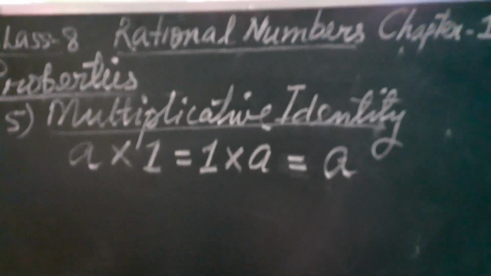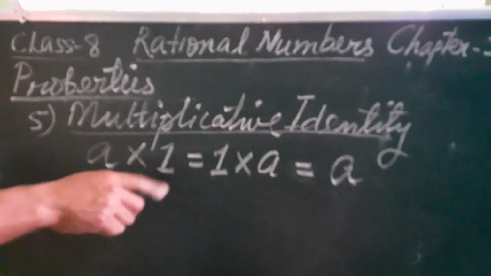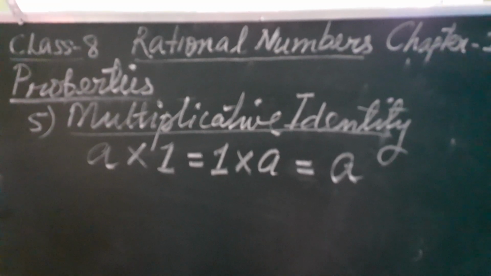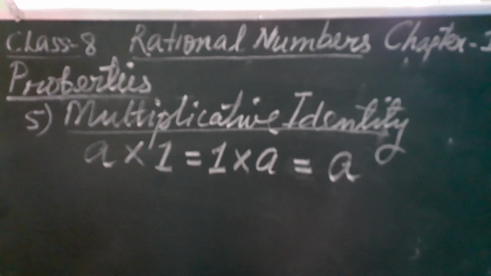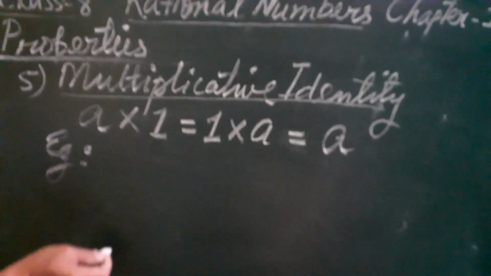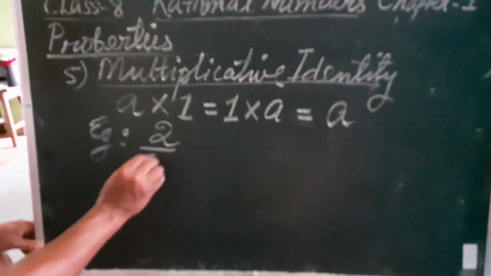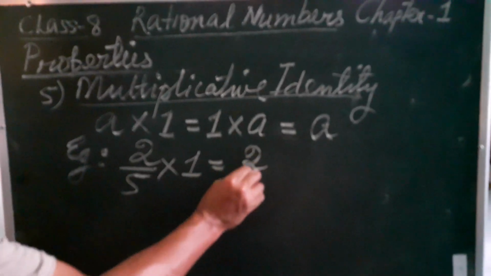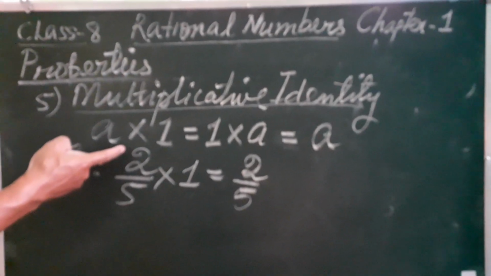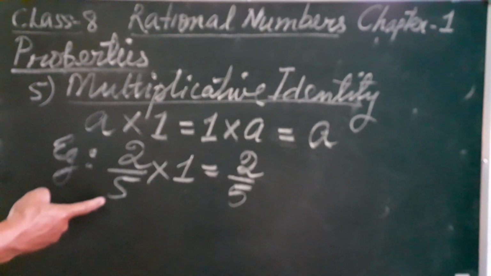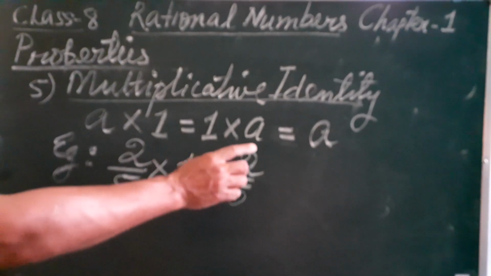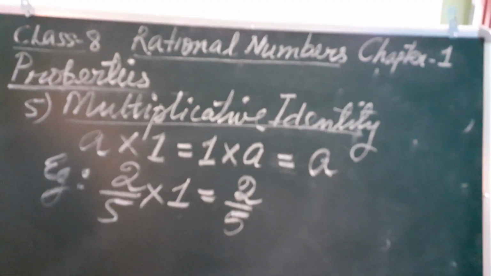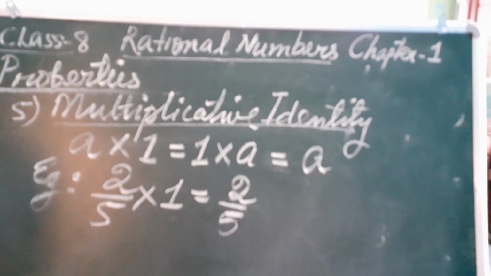If you multiply any rational number with 1, you'll always get the same rational number. For example, if you multiply 2 by 5 with 1, you'll get 2 by 5. Here the identity of this rational number 2 by 5 doesn't change. It is same as 2 by 5. The identity remains the same. This is called multiplicative identity.